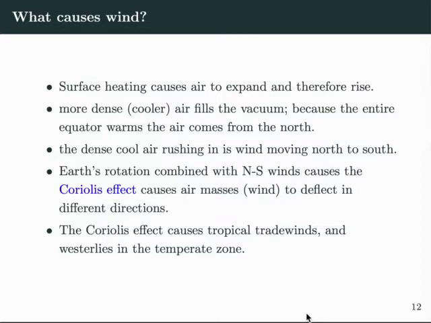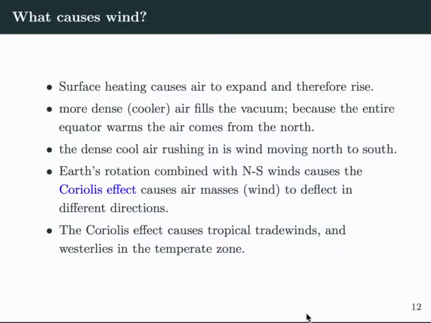So the land surface heats most intensely around the equator. So that air is rising and bringing toward it air from the north and the south. So you combine that north-south motion of the air with the Earth's rotation. This results in what's referred to as the Coriolis effect, and I encourage you to just find your own favorite video online about the Coriolis effect to help you understand this phenomenon. It causes air masses, or in this case wind, to deflect in different directions.